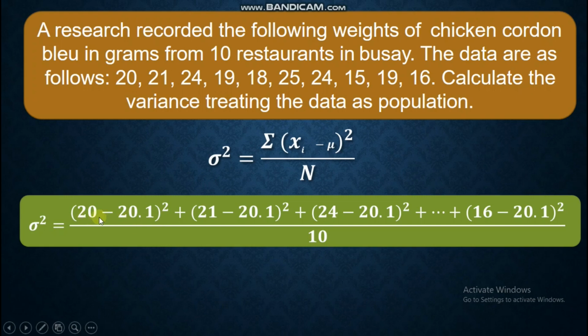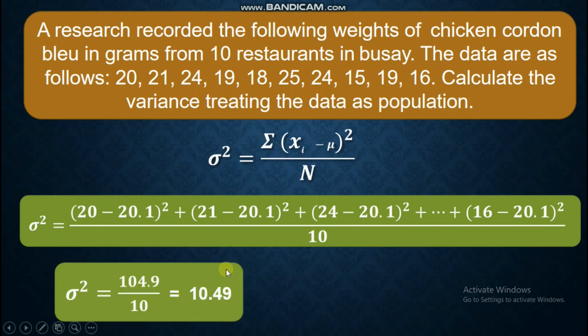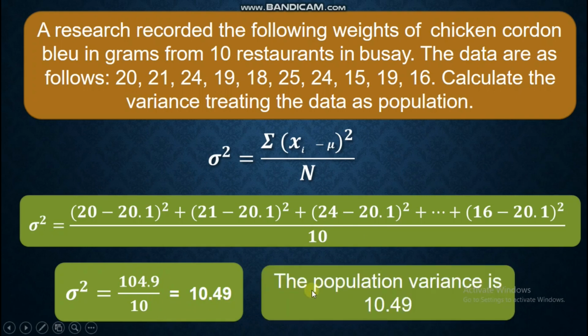And then you will write 20 minus 20.1 squared, plus 21 minus 20.1 squared, plus 24 minus 20.1 squared, all the data until the last data, 16 minus 20.1 squared, all over 10. Use your calculator to solve for the numerator, or you may solve it manually. You have 104.9 all over 10, so that is 10.49. So our population variance is 10.49.